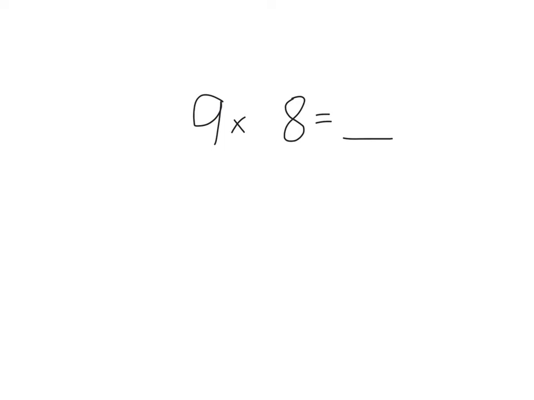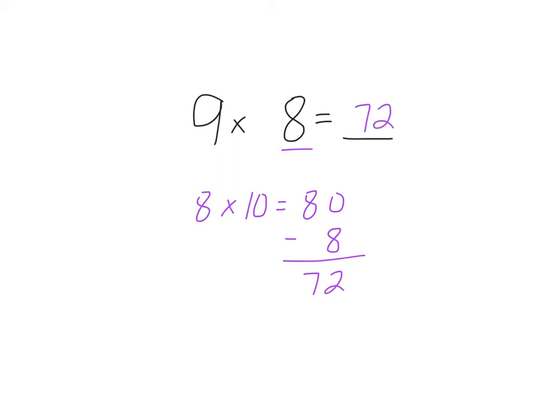If I want to do 9 times 8, take the 8, multiply by 10, subtract a group of 8. So 80 minus 8 is 72. So 9 times 8 is 72. So that's the first strategy that we have.